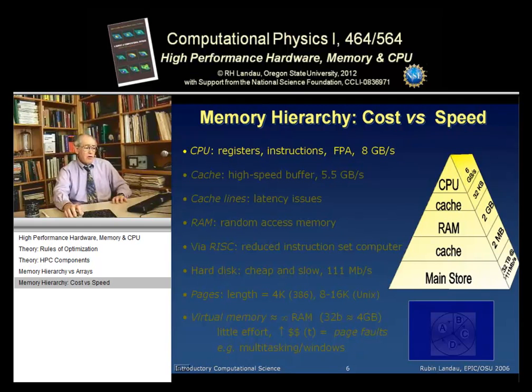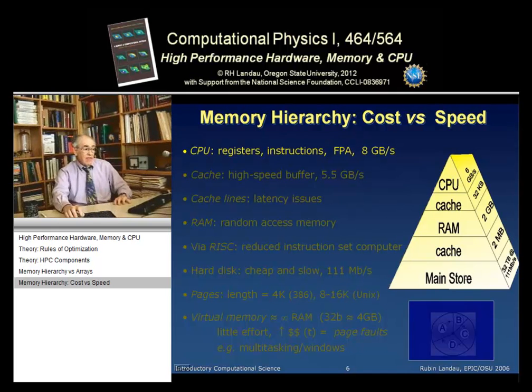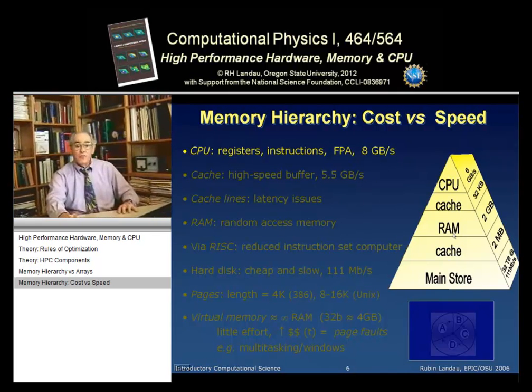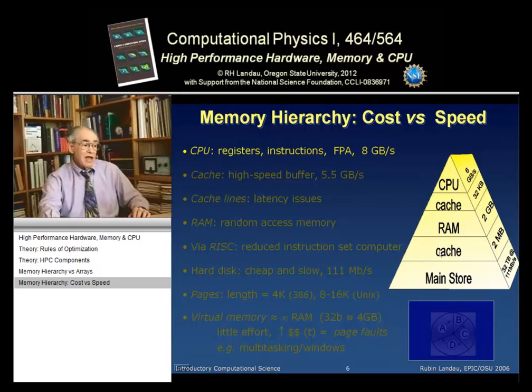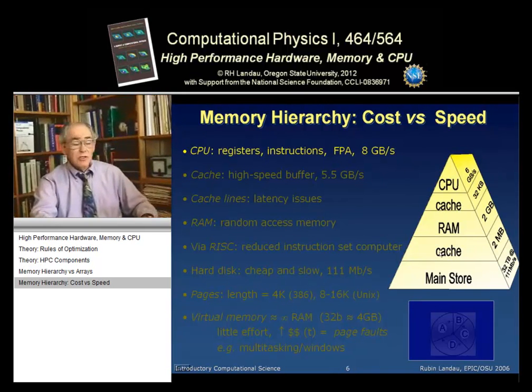So main storage, huge amounts, 32 terabytes. Tera is 10 to the 12th. It's a huge amount of data, and it's being transferred back and forth right now at about 111 megabytes per second. It's slow by CPU standards, but it's fast otherwise. The main storage doesn't go directly into RAM, as we've seen on the previous slide. There's this cache. So cache is a buffer.